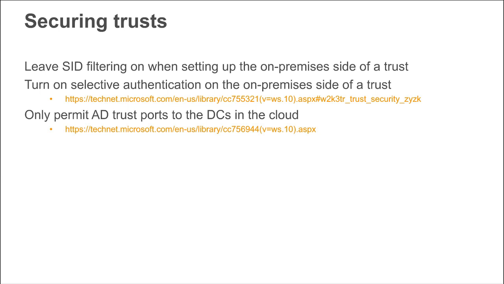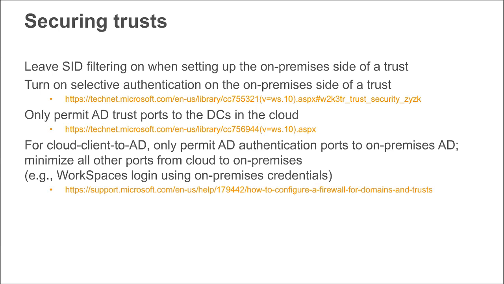Another thing you can do is only permit the trust ports to be opened between the domain controllers in the cloud and the domain controllers in your on-premises network. And that way you don't have more open across your link between your VPC and your on-premises network than is necessary. And then finally, for the cloud clients to Active Directory, so any of the cloud clients that need to talk to Active Directory, only permit the AD authentication ports to your on-premises network and minimize all of the other ports from the cloud to the on-premises network. And that way you don't have users in the cloud trying to access more resources in your on-premises network than is necessary.